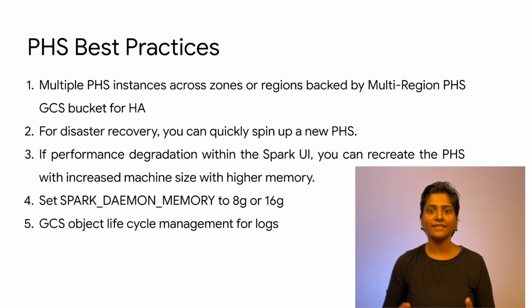Best practice 4. By default, the Spark daemon memory is 3.8 GB. If many users are trying to access the Spark UI and dig into the job application details, or if there are long-running Spark jobs with many tasks like 50,000 or 100,000, the 3.8 GB heap size could be too small. This might impact the Spark UI performance. In such scenarios, try increasing the heap size to 8 GB or 16 GB.